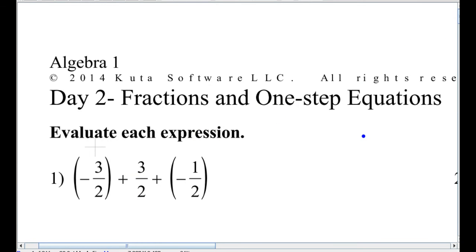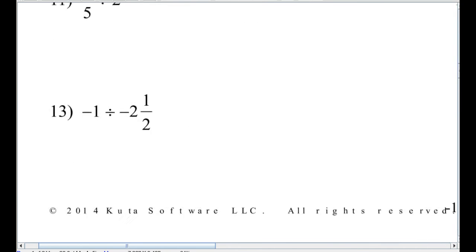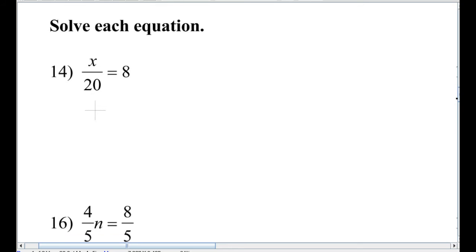We worked on the back a little bit. I mean, look on the front some. Let's look at the back. The back is the same thing. It's just that we have equations instead of expressions. Remember, equations are just expressions with equal signs.